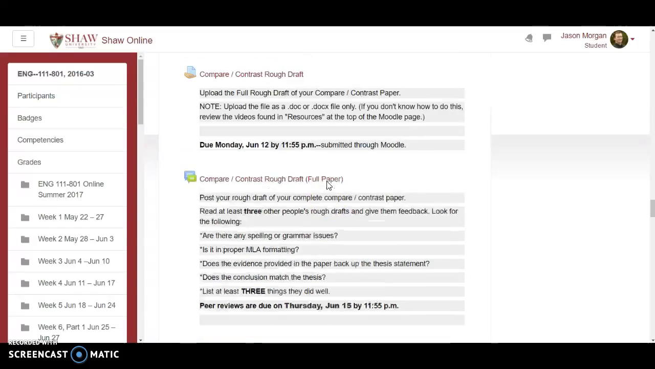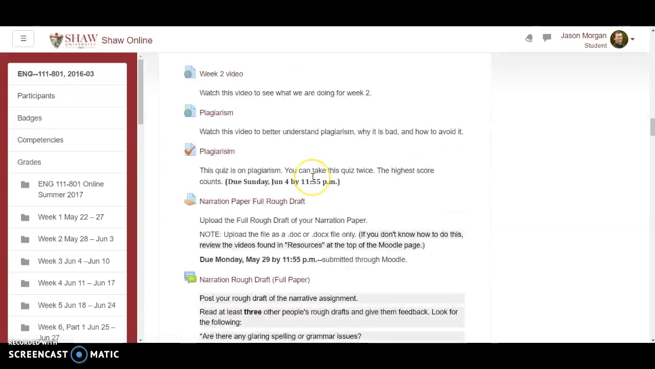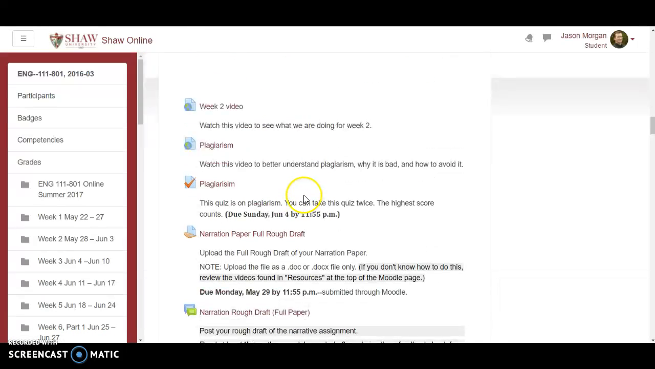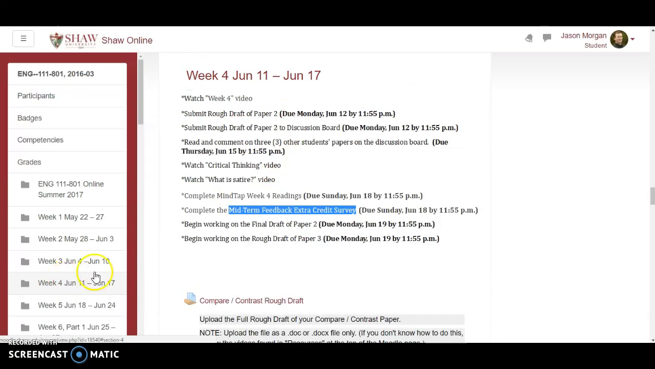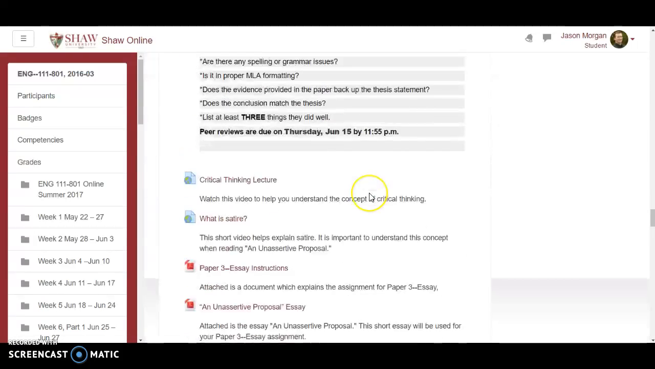Now, if you're like, what? I don't get this. Go back to week 2. We did the same exact thing in week 2 with the first paper. If you don't remember how to do this, go back and watch the video from week 2, and it walks you through step by step of how to do these things. I'm not going to spend the time to do that again because we've already explained that in this class. If you need a refresher, go back and watch the video for week 2. So again, that's what you're doing for the compare contrast rough draft.